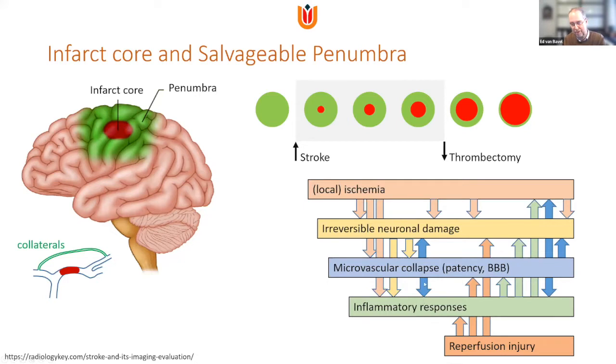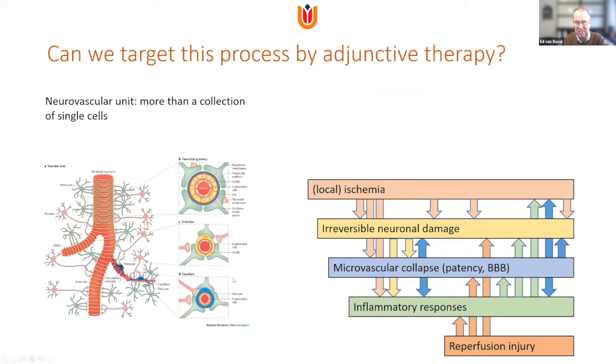Inflammation gets into the picture, and the moment we reperfuse, the reperfusion injury also gets into the picture. The important thing here is that all these processes influence each other, and there are more processes to mention here. So this is something you want to target in an attempt to get a better outcome. But that's not easy because of all these interactions.